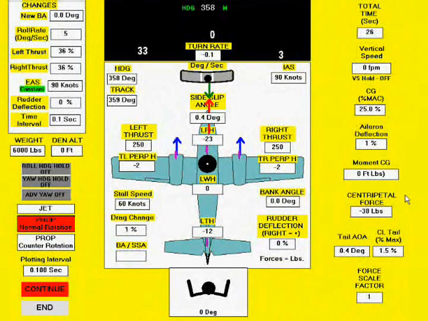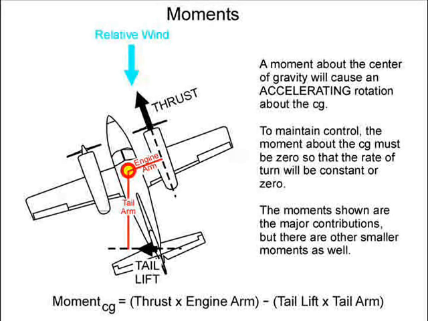Notice that the Yaw Axis Simulator has displays for moments and centripetal force. A moment about the center of gravity is defined as a force times the moment arm. The moment arm is the perpendicular distance from the center of gravity to the line of action of the force. In this picture, we see the moment arms for the thrust of the right engine and the lift produced by the vertical tail. Notice that the thrust produces a counterclockwise moment, while the tail lift produces a clockwise moment.